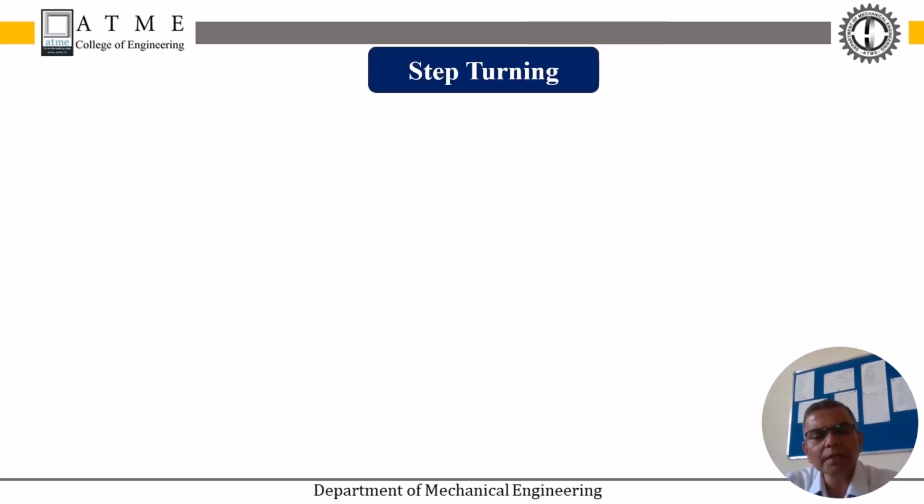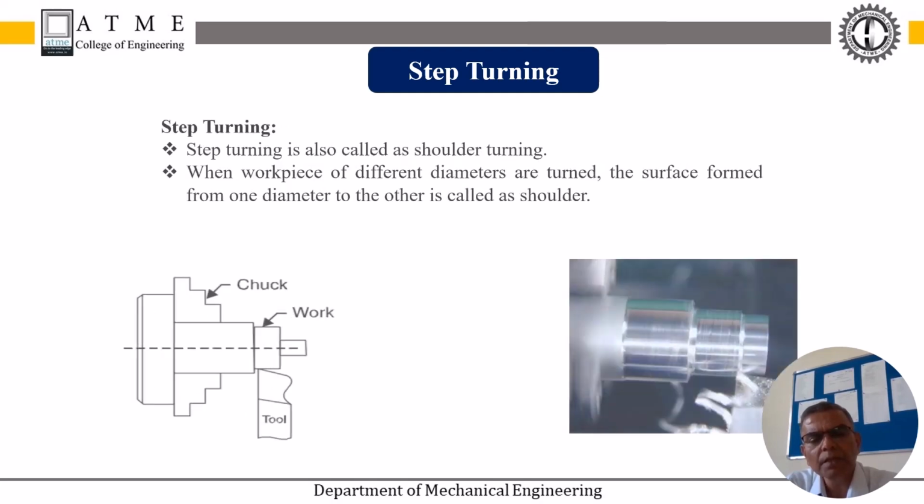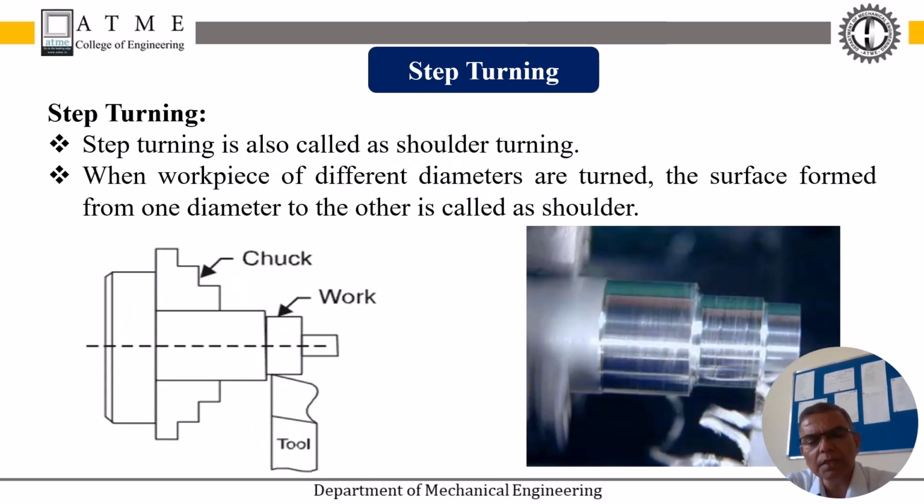So similarly, the other operation is called step turning, where you can observe different diameters in the machined surface of the workpiece. Here these are the diagrams we can observe, where you can observe the shoulders between the two steps, the different diameters you can have during the turning process. In step turning, it is also called shoulder turning. When the workpiece is turned to different diameters, the surface formed from one diameter to the other is called the shoulder.